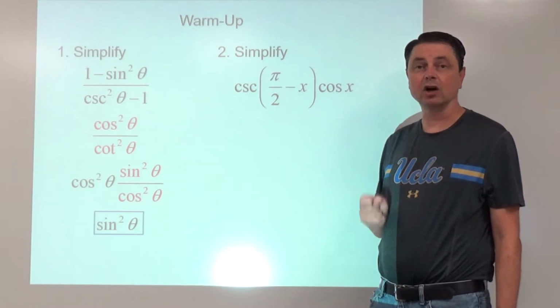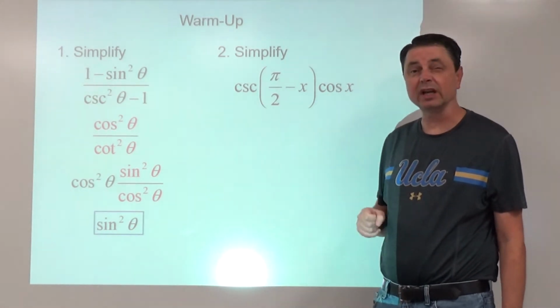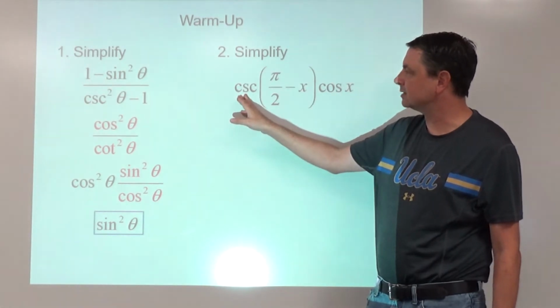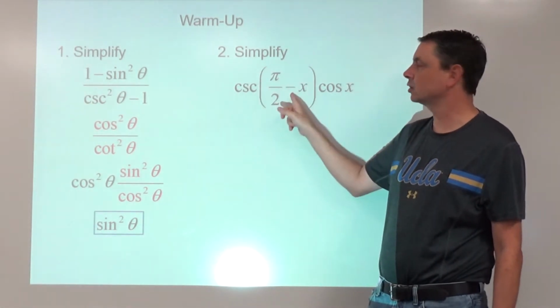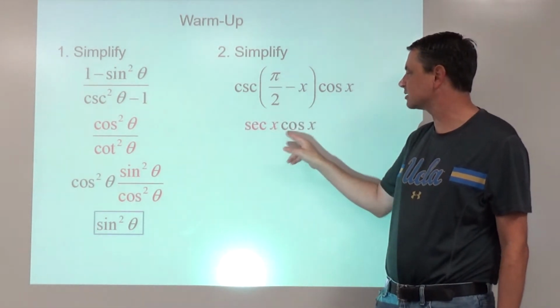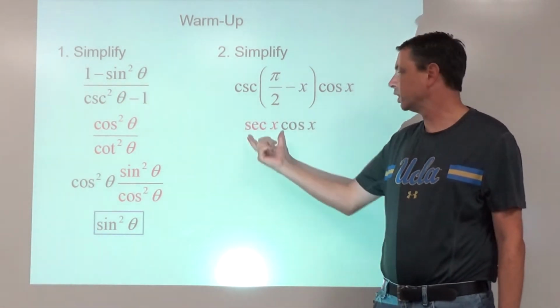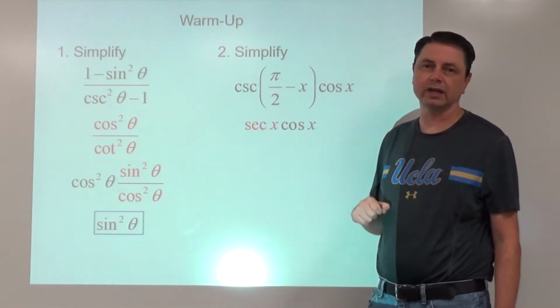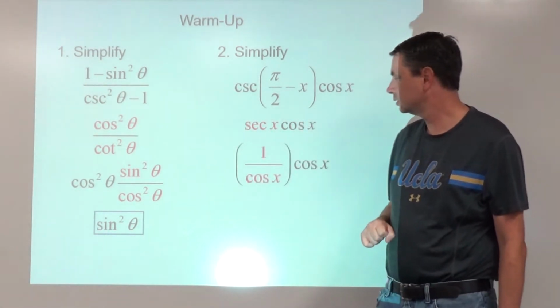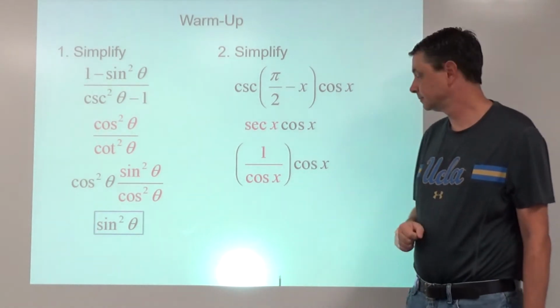All right, number two, pi over 2 minus x. That sounds like a complement, so we must be talking about the cofunction. So the cofunction to cosecant is secant. The complement to this is x. So secant of x times cosine of x. And whether you turn this into 1 over cosine x or realize when you multiply reciprocals, you always get 1.